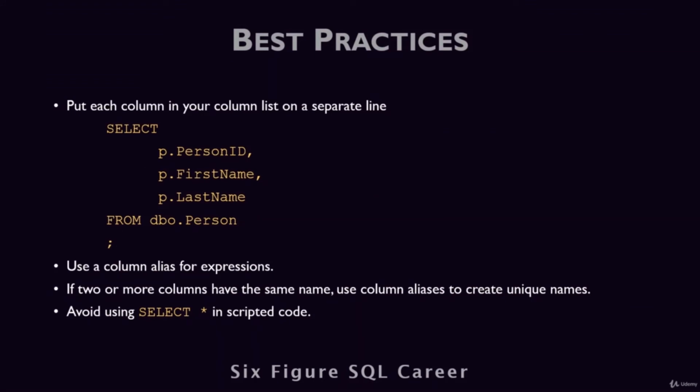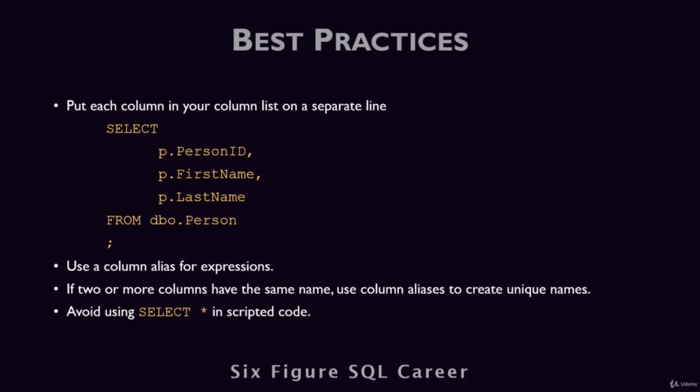Here are some best practices when it comes to writing select queries. First, put each column in your column list on a separate line. You can see in my example below, I've got 3 columns, but I am putting each column on a separate line. The reason for this is that it makes it easier to test and debug your queries, which is inevitably going to be happening, especially if you are writing a query in support of an application.